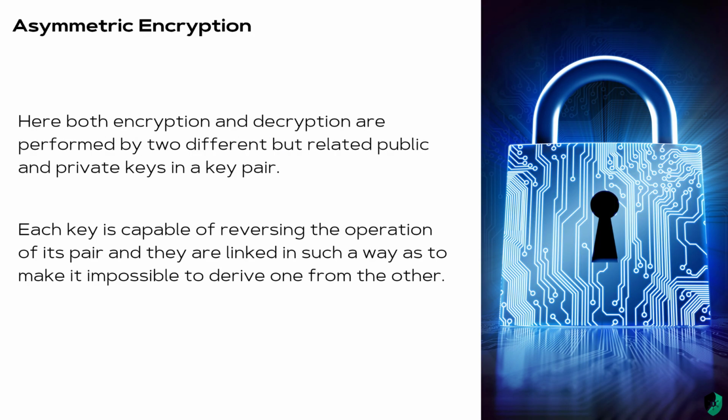Let's move on to asymmetric encryption. Now here, encryption and decryption are performed by two different but related public and private keys in a key pair. So each key is capable of reversing the operation of its pair, and they are linked in such a way as to make it impossible to derive one from the other.